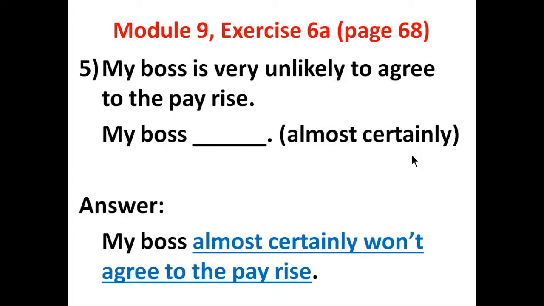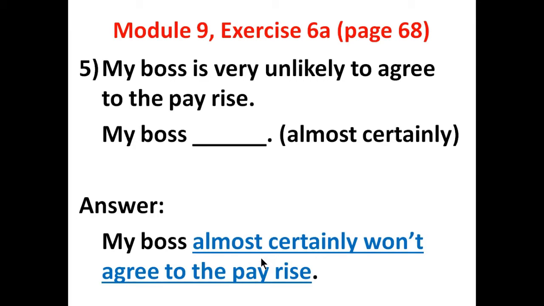And number 5, my boss is very unlikely to agree to the pay rise. Is very unlikely means surely he will not do. So here it is written almost certainly. Now you will make a negative expression in the sentence to have the same meaning as written in number 5. My boss almost certainly won't agree to the pay rise.